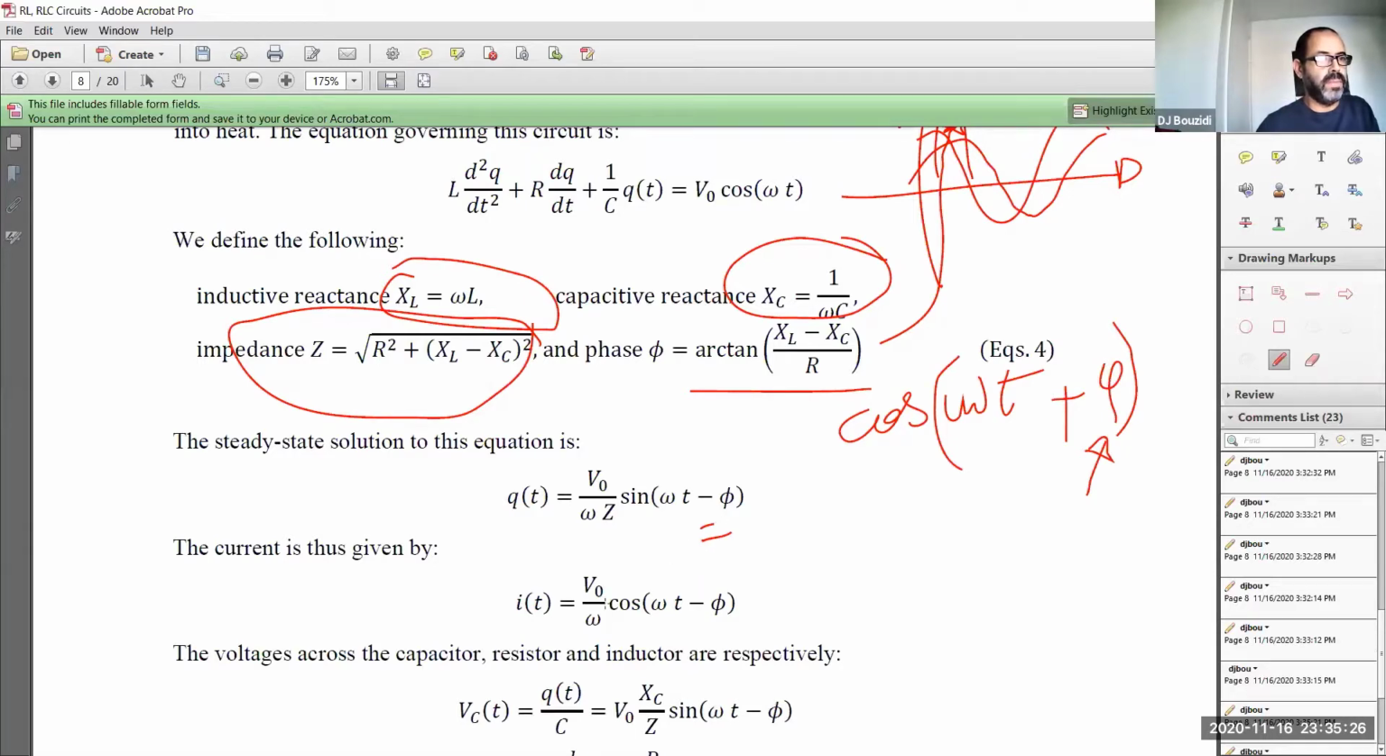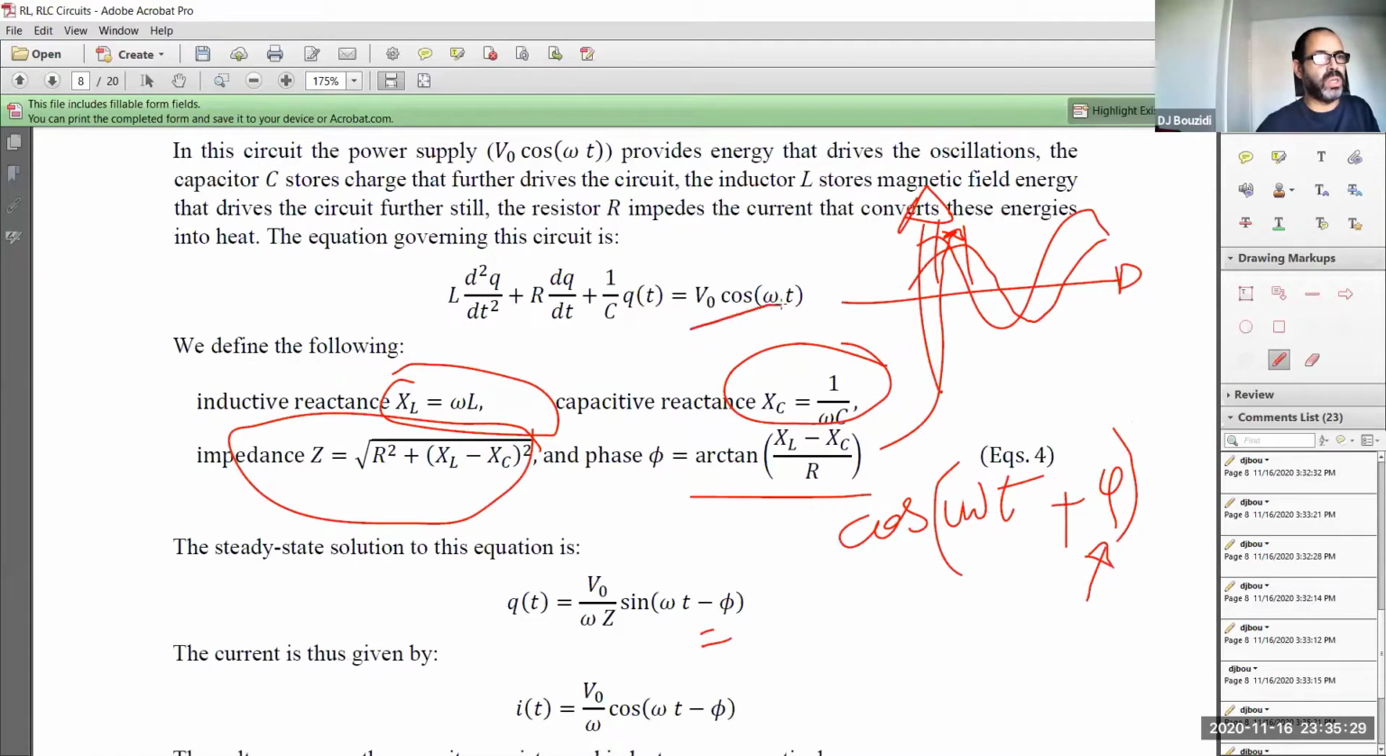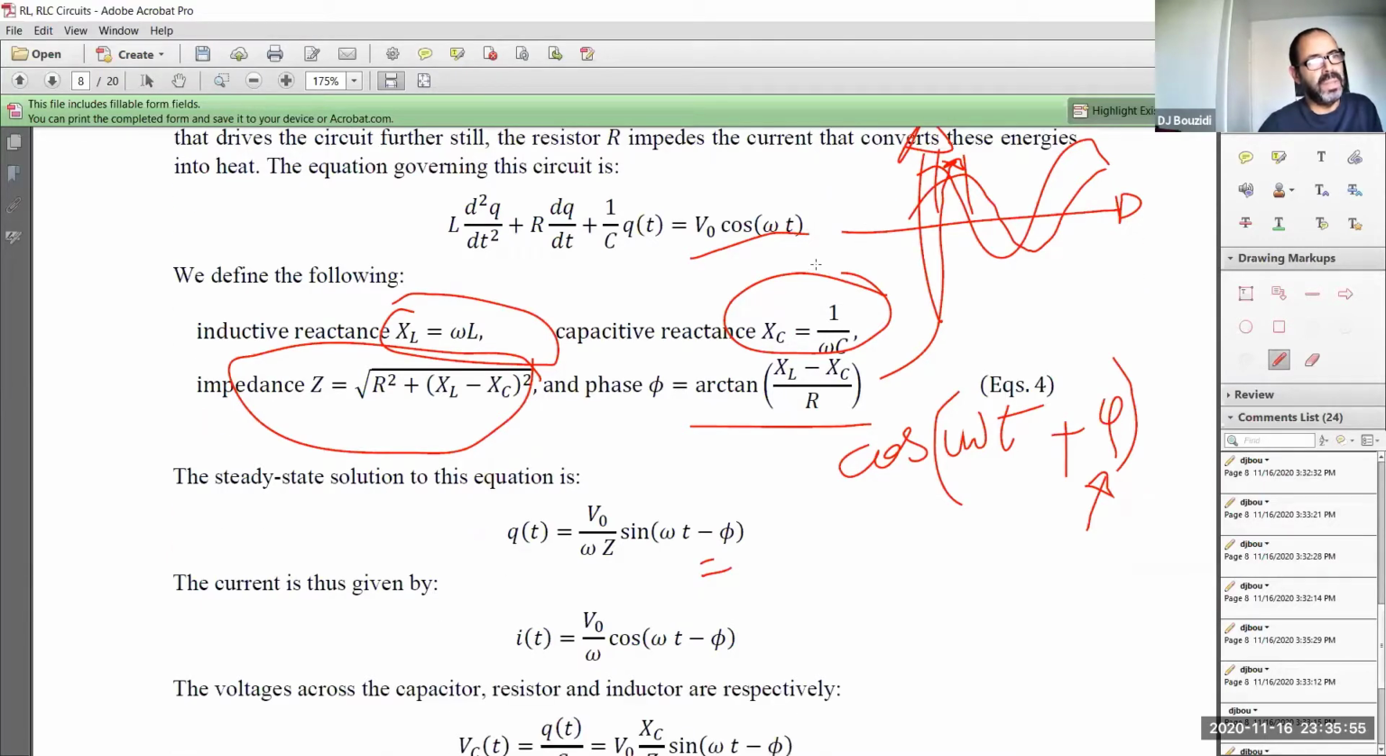Q of t, I of t, and this is the voltage that caused the whole thing. Again, we're focusing only on the steady state. There is a transient also that decays exponentially. So when you turn on the switch, there is that big jump up and down, but then it's immediately canceled because of the high resistance, okay? And then the system starts to oscillate. So we're neglecting the transient again, just as we did earlier when we were talking about the transient.